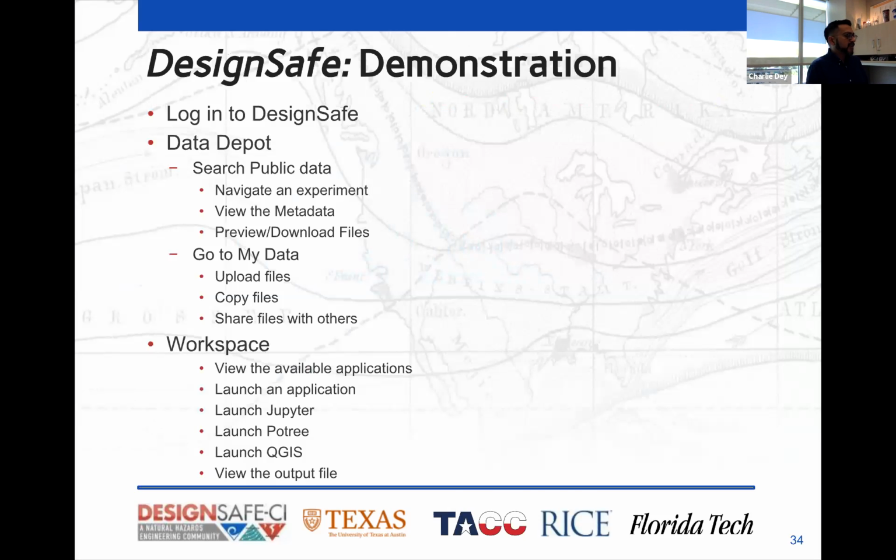Okay, so before we continue, let's go ahead and do a little bit of a live demo on DesignSafe. What we can do is we'll search through the public data sets, we'll navigate to an experiment, we'll view what the metadata looks like. We can go to My Data, we can just kind of look at what the My Data looks like. We can try launching an application, we'll launch maybe Jupyter or something, and we'll see what some of these output files are viewed as well.